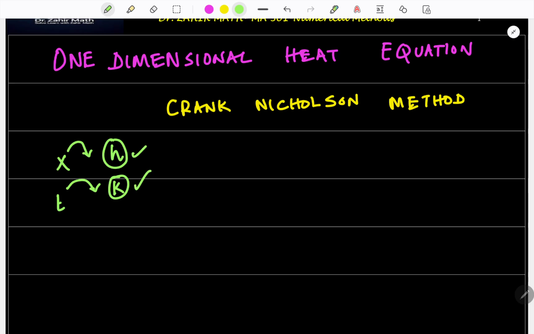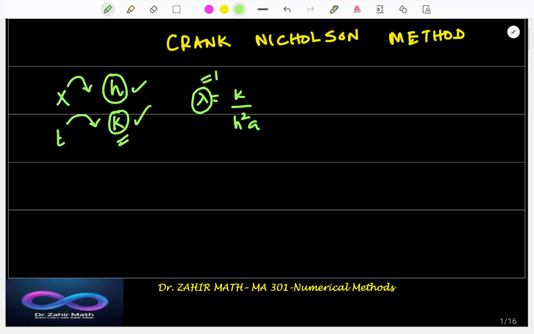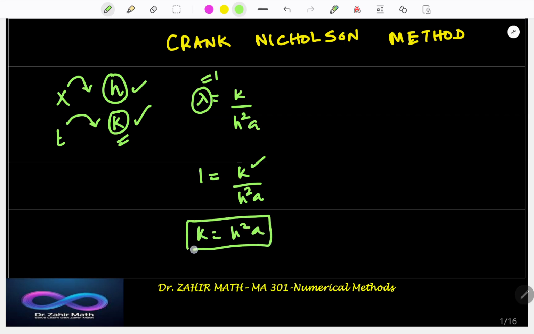But here, in Bender-Schmidt, he didn't create anything related to this k formula. But here, in Crank-Nicolson, the formula for lambda is equal to k divided by h squared a. He considered lambda equal to 1. Then only the method came, okay? So you can say Crank-Nicolson used lambda equal to 1. It means the formula is 1 equals k divided by h squared a. In this way, you are going to find the value of k. Keep in your mind. Teacher, can I write k equals h squared a? Yes, you can also write like this.